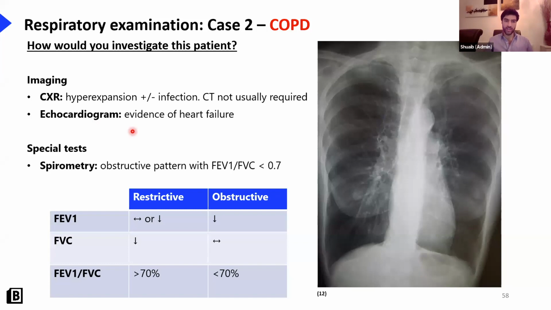Do an echocardiogram to look for heart failure and spirometry to look for that obstructive pattern, FEV1 over FVC of less than 0.7. So just memorize that figure and mention it when they ask you about investigations.